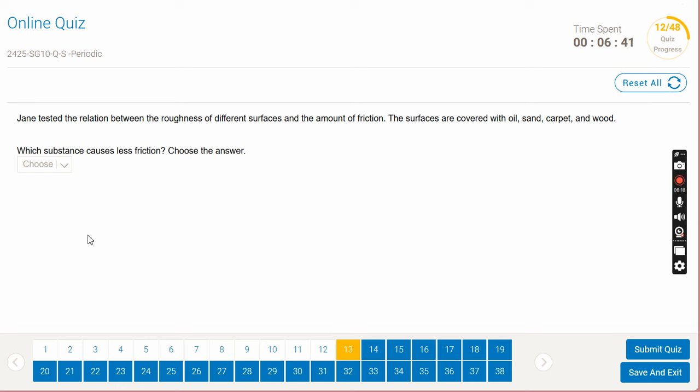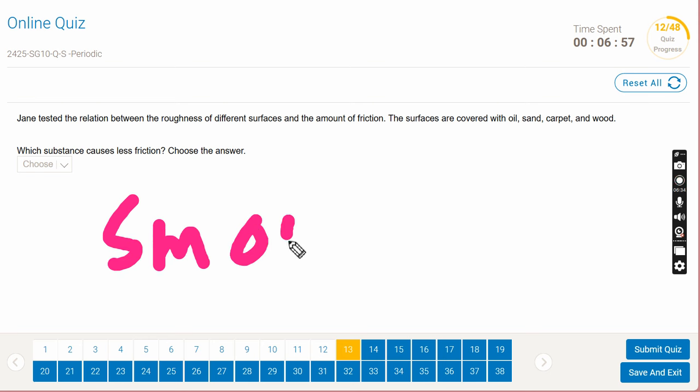So Jane tested the relation between roughness of different surfaces and the amount of friction. So remember, for friction, the smoother the surface is, the faster someone is going to move. So the less the friction is going to be. So the smoother the surface is, I'll just write it here, smooth surface is going to have less friction. So less friction. Now, which of these causes the surface to be smooth? That's going to be oil, right?